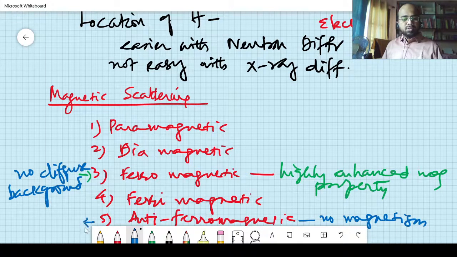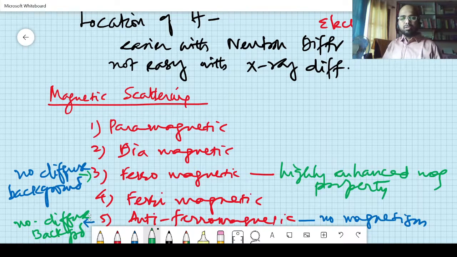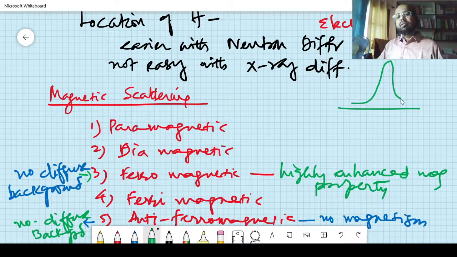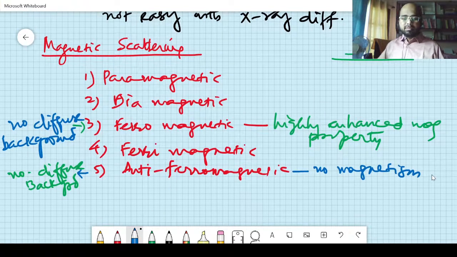So, no diffuse background. Diffuse background means I'll show it in the peak like this. For example, you would have a solid peak like this. But if you have some disturbances, this will be followed by a peak like this, followed by something like this. So it's going to give you some disturbance at this particular place. That is why they call it diffuse background.